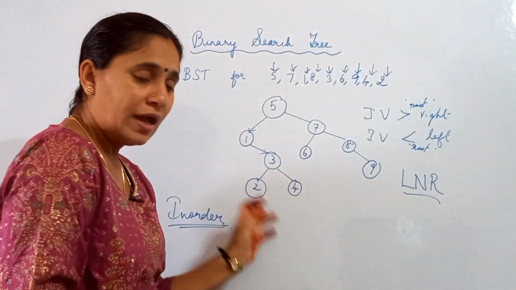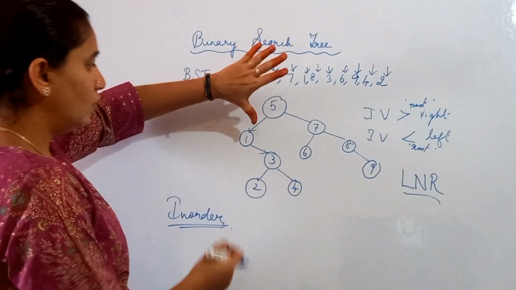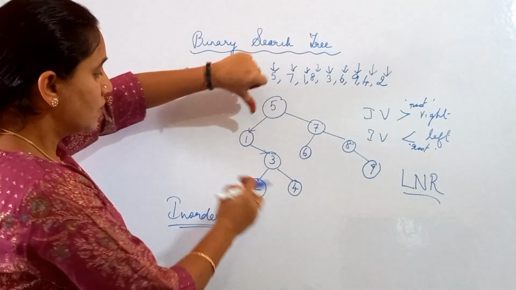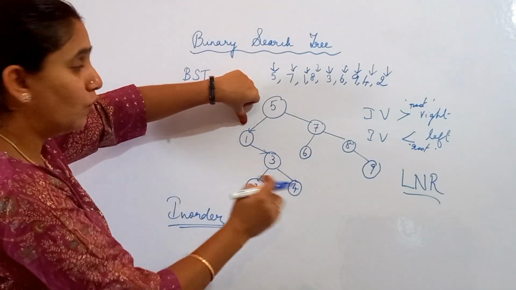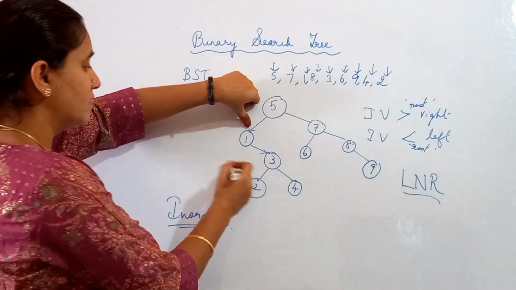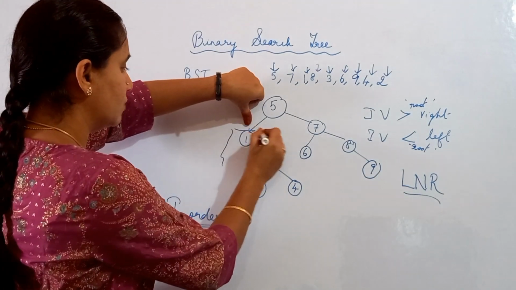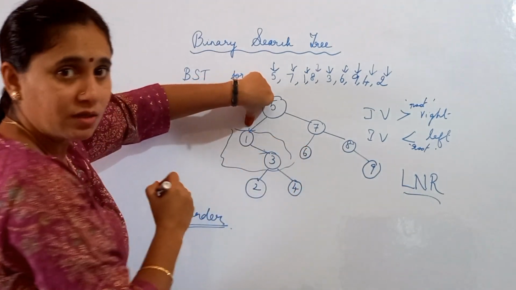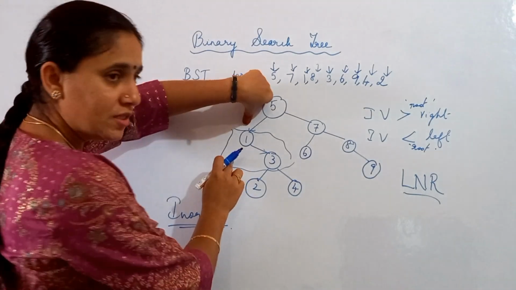You have a subtree, and it is still extending further. So once again you apply the in-order traversal for this one. Left, okay, left is empty. See friends, like this only you have to apply. So this is one subtree. Can you understand? Left is empty.